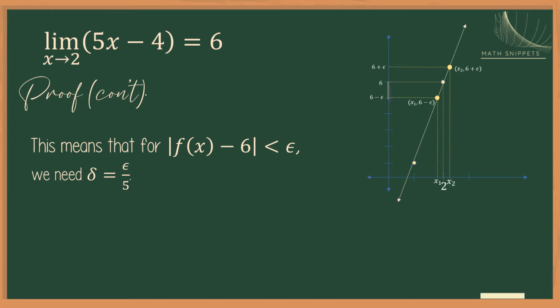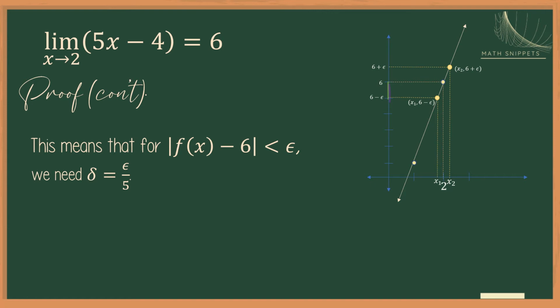Okay, now we have an epsilon. What we need to look for is a value for delta such that if we pick an x within 2 minus delta to 2 plus delta, the corresponding point of that x would be within this range, within 6 minus epsilon to 6 plus epsilon.